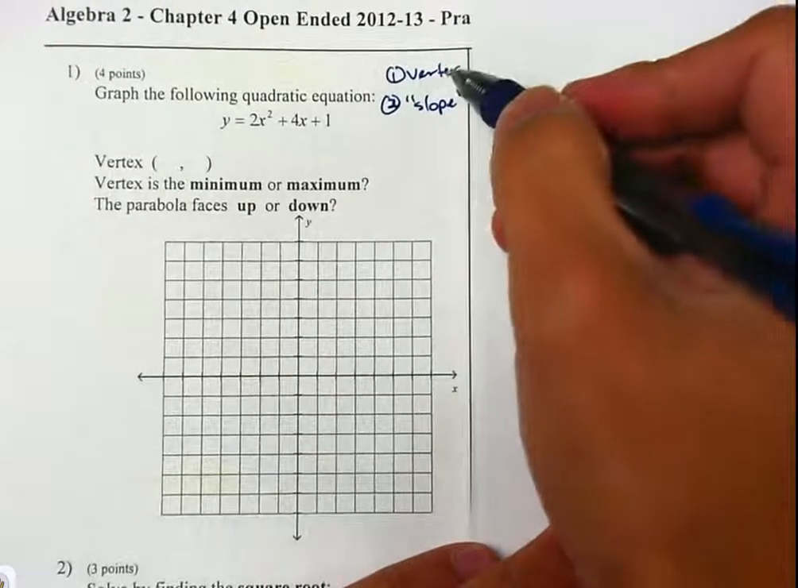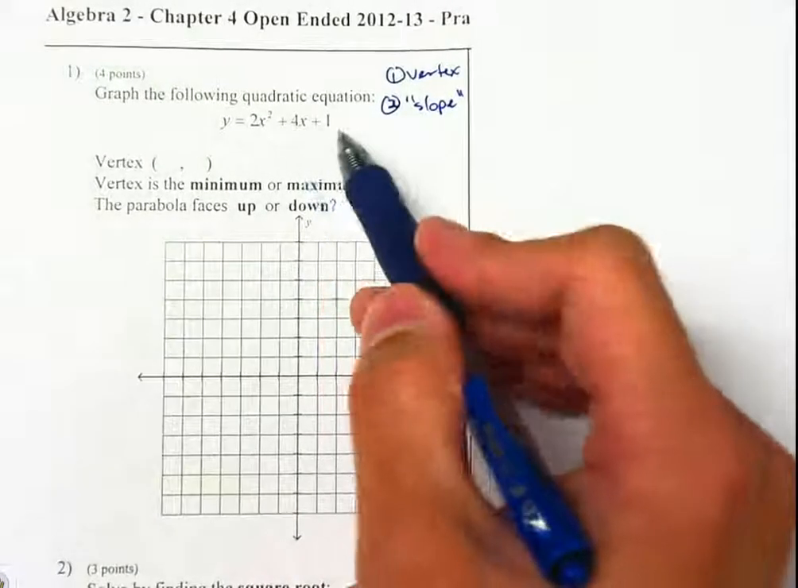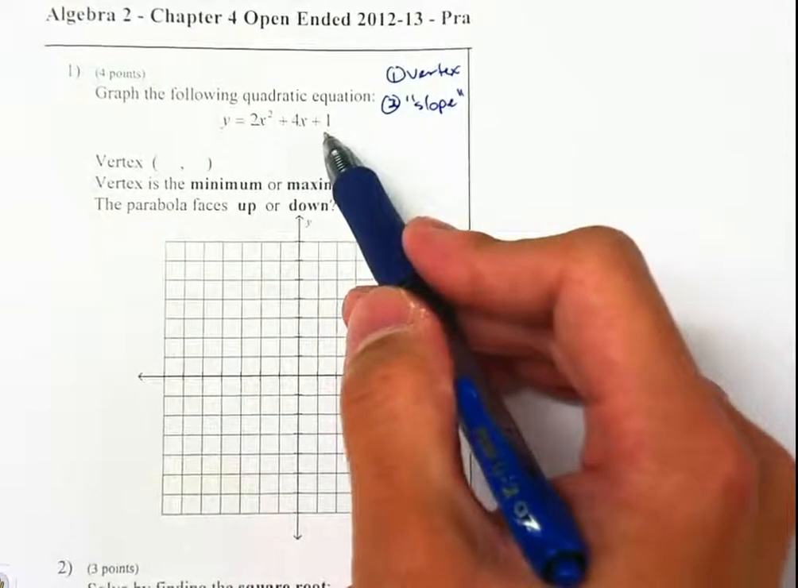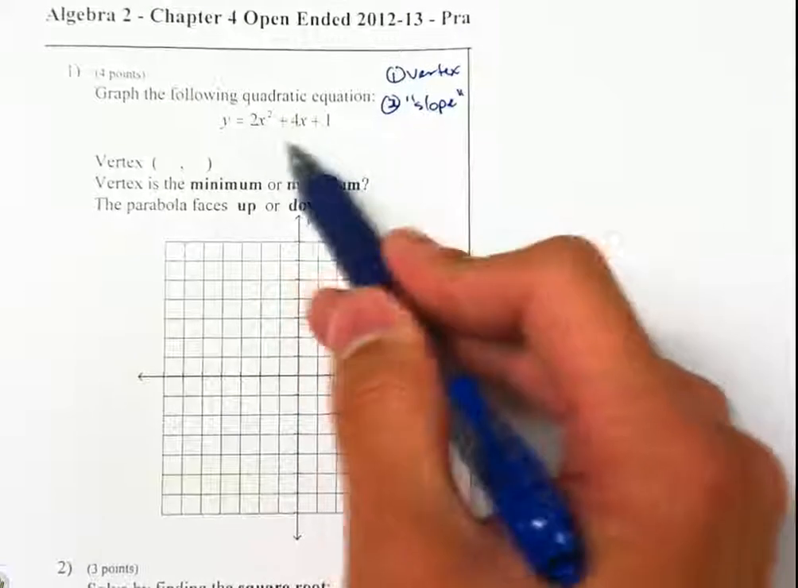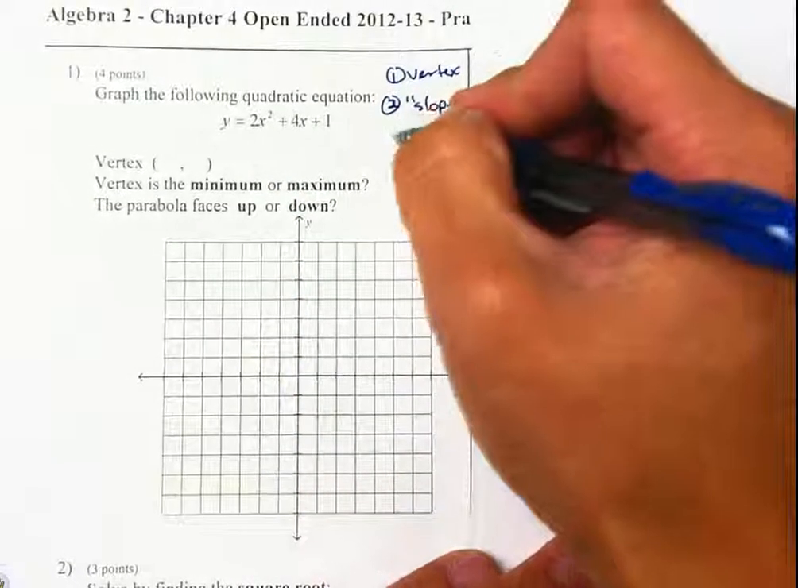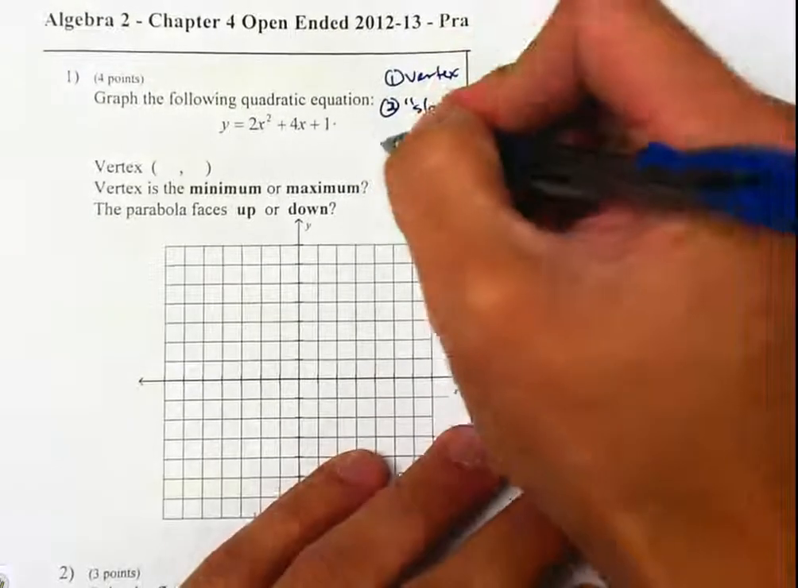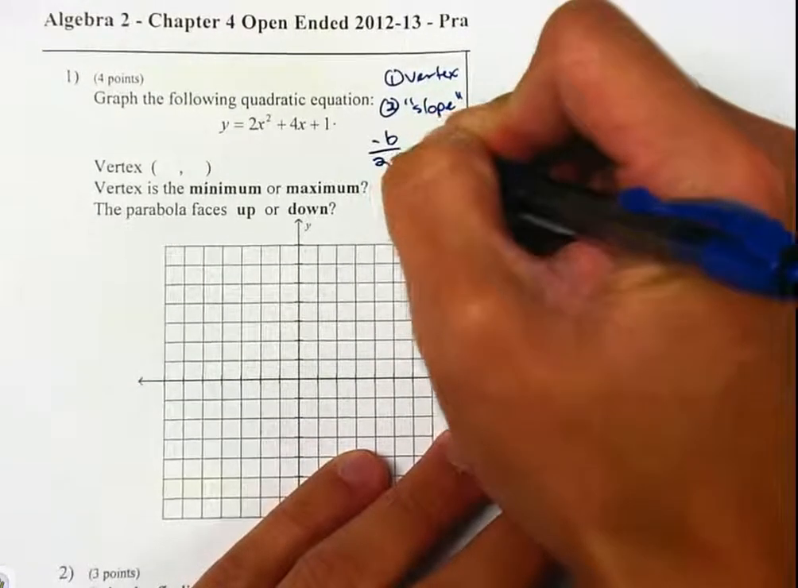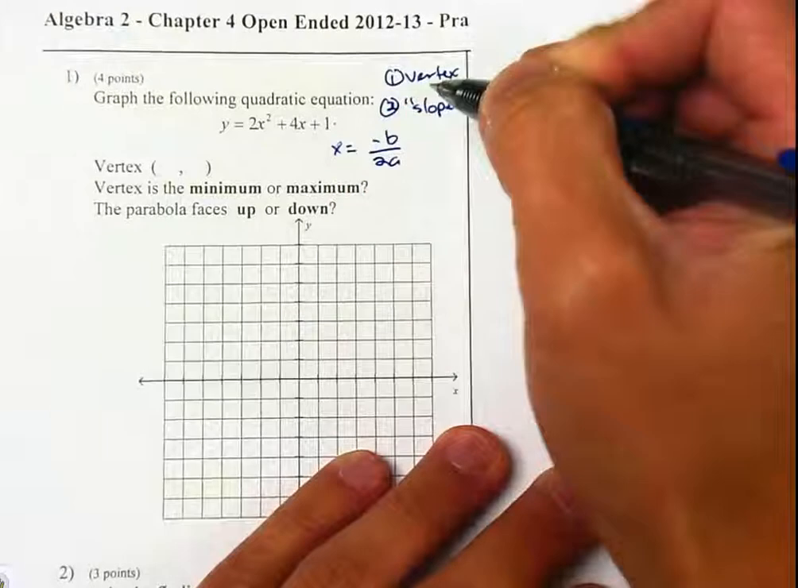So for the vertex, one mistake is people want to say it's 4,1 or negative 4,1. It doesn't work that way. Remember, it's always opposite inside if there is an inside, but we have no parentheses here. So the method we have to use for the vertex when it's in standard form is opposite b over 2a. Right? That gives us the x value.